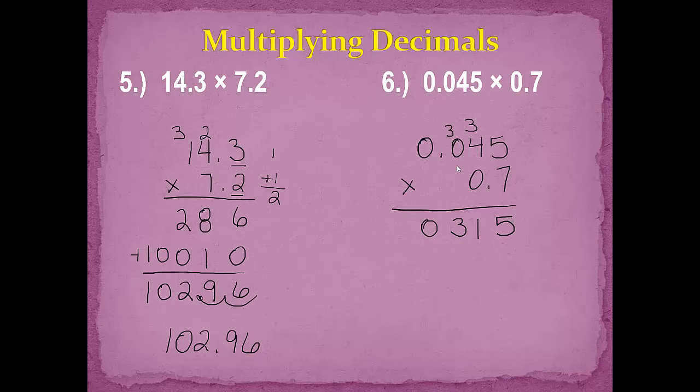So now we are ready to put our decimal in our answer. For the first number, we have 1, 2, 3 numbers after our decimal. And for the second one, we have 1 number after our decimal. So here we had 3, and then plus the 1 we had in our second number, for a total of 4 decimal places. So from the end, I'll go over 4 places. 1, 2, 3, 4. So my answer is going to be 0.0315, which is 0 and 315 10,000ths.